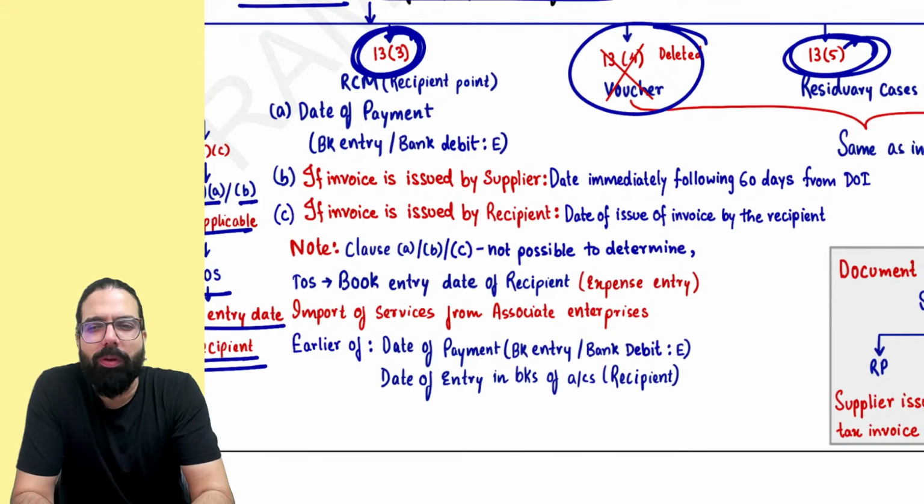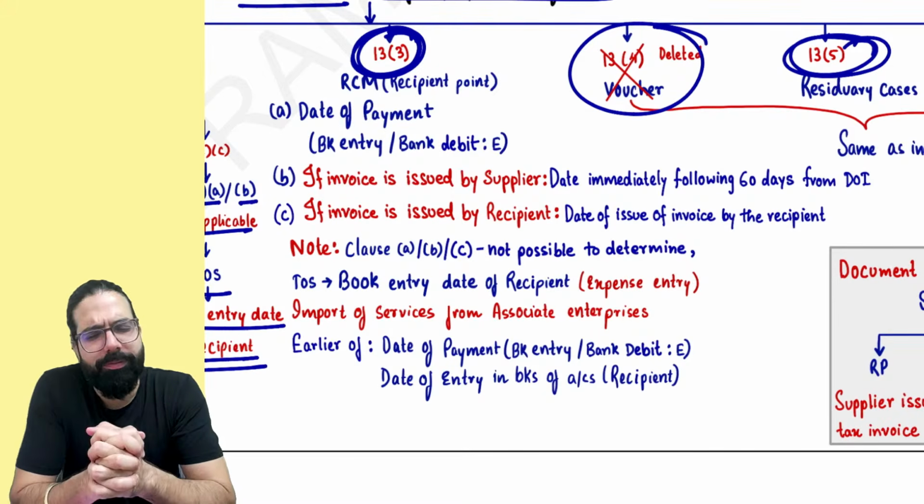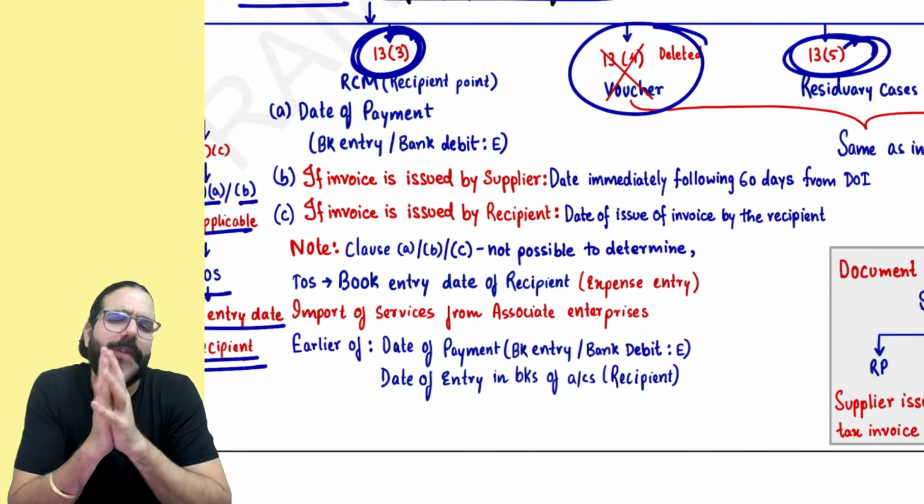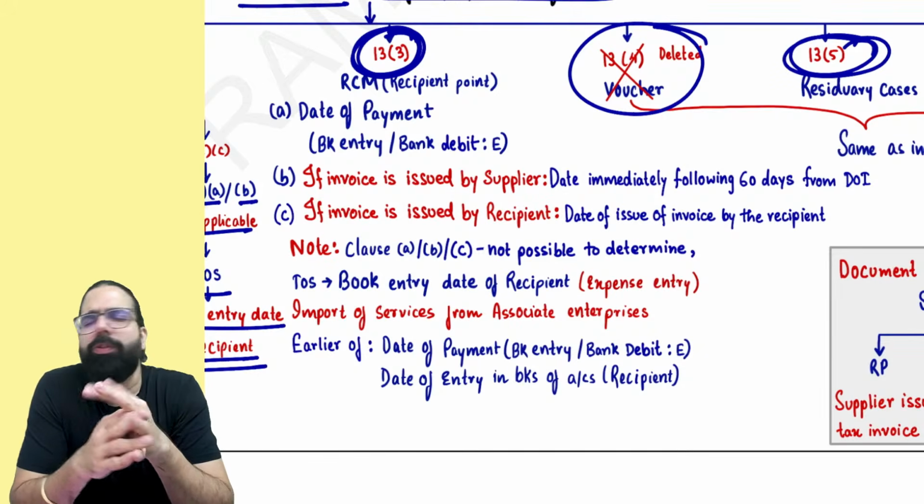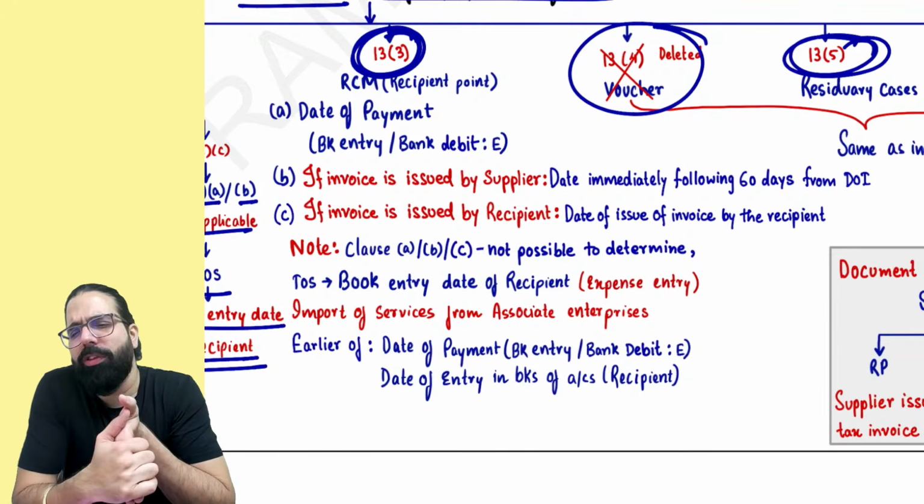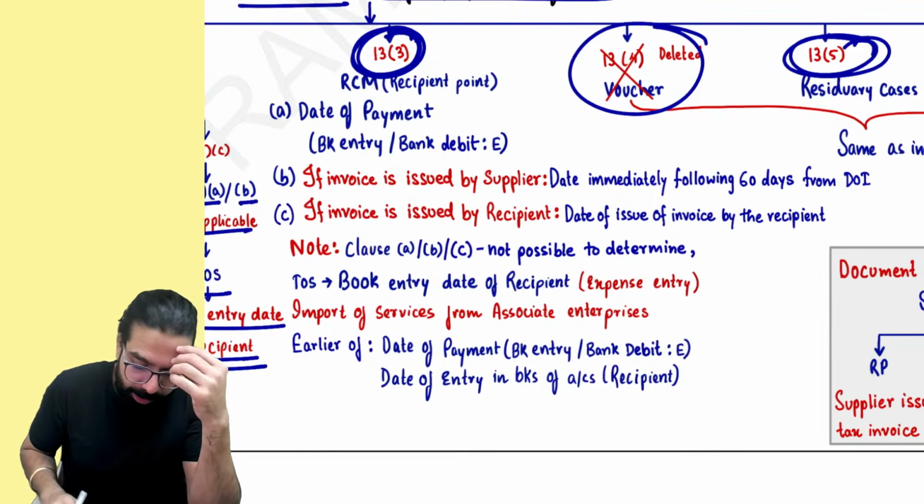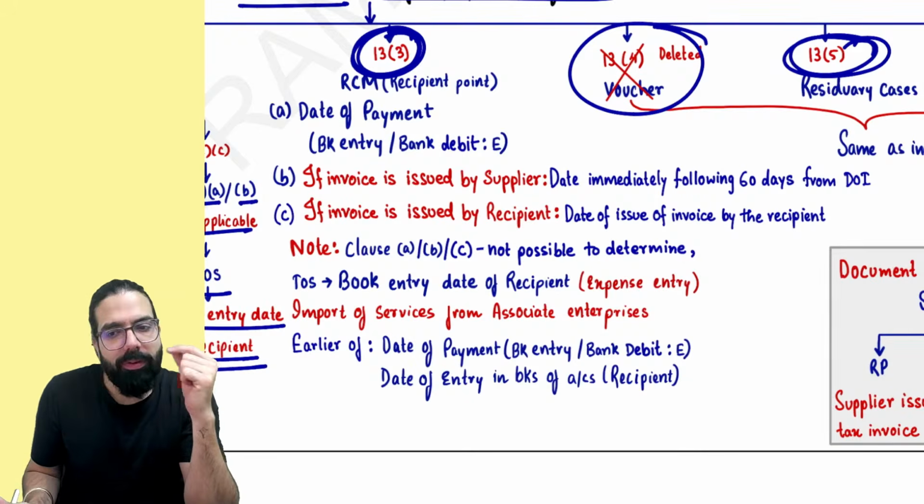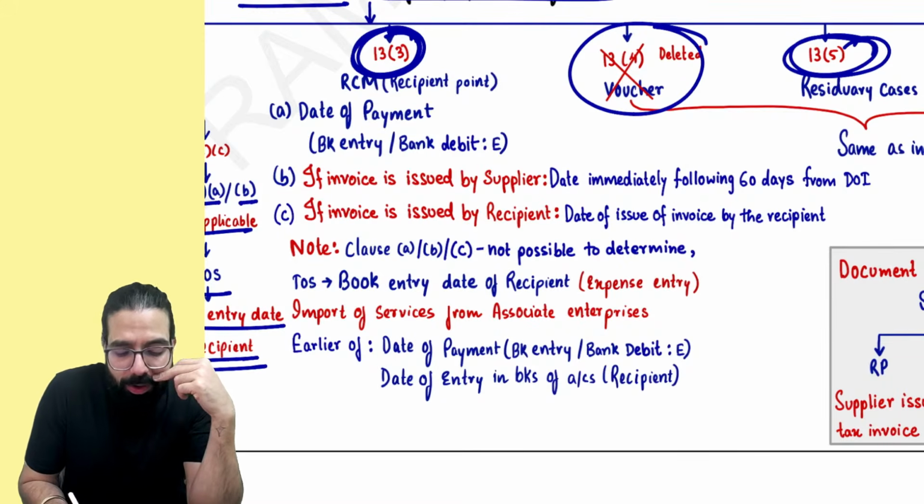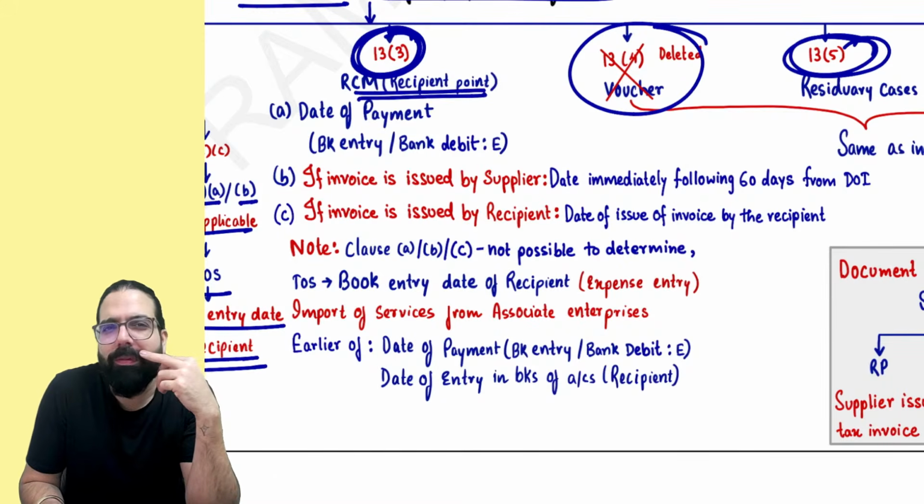One service on which RCM is applicable. One service, you tell me, at least everyone. Sir, you told a lot of services: GTA services, sponsorship services, director services, insurance agent services. Yes, sir. Now, listen to me very carefully. Now, they are telling over here which services pay GST. Now, in case of RCM, when do you have to pay the GST?